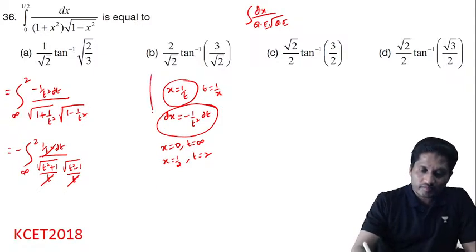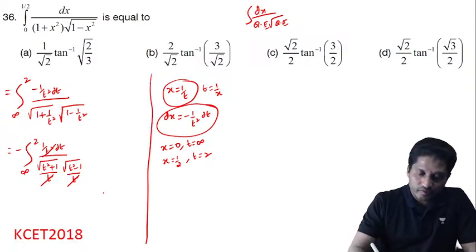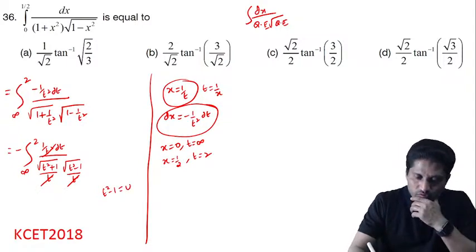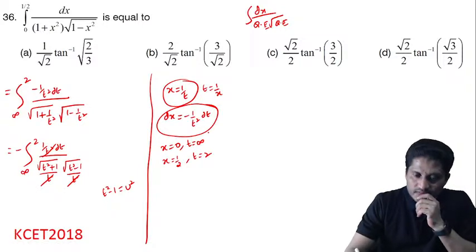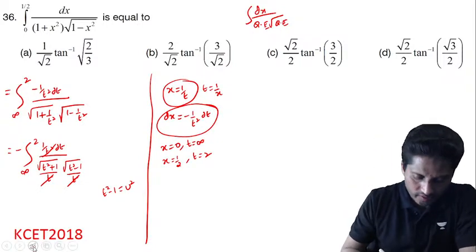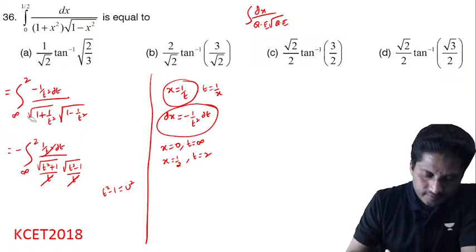Now this is not going to help you out. You can't integrate. What I'll do is again I'll put t square minus 1 equal to u square. I took twice root here. There is no root here.